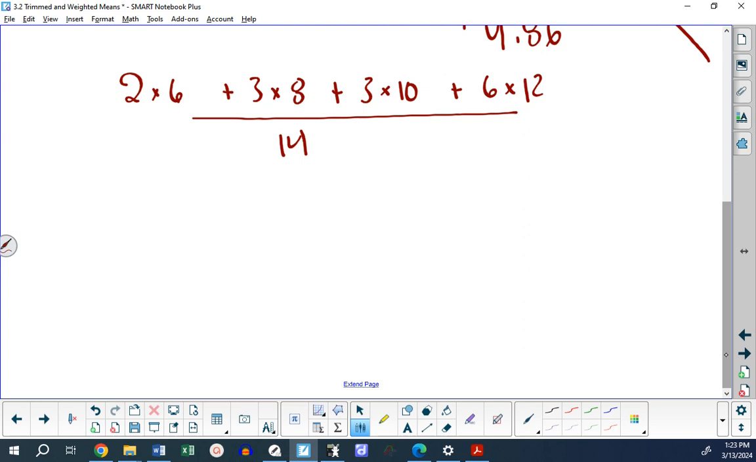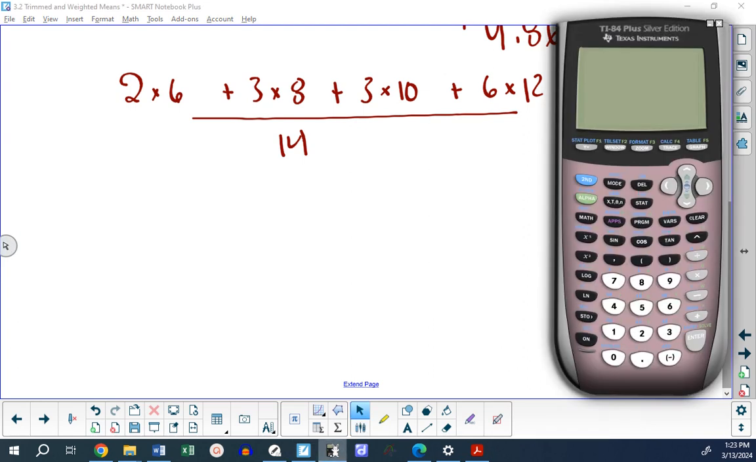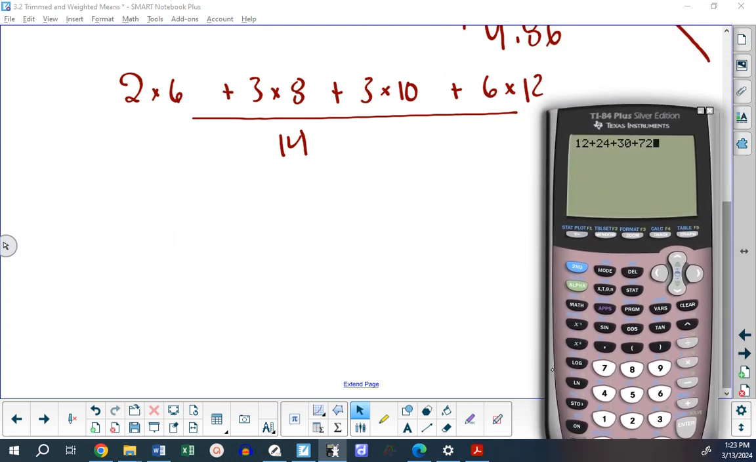And by the way, Alexa and I did the exact same thing. We didn't even write this down. I don't know what you wrote down. I'll show you what I put in my calculator. I just did this. $12 plus 24 plus 30 plus 72. Now, you happen to know that 6 times 12 is 72, and I happen to know that 6 times 12 is 72. You might not know that, so you might have to use a calculator. But the important thing is we're multiplying the 2 by the 6 to get 12, and then we hit enter, and we go divided by 14, and there's our answer.